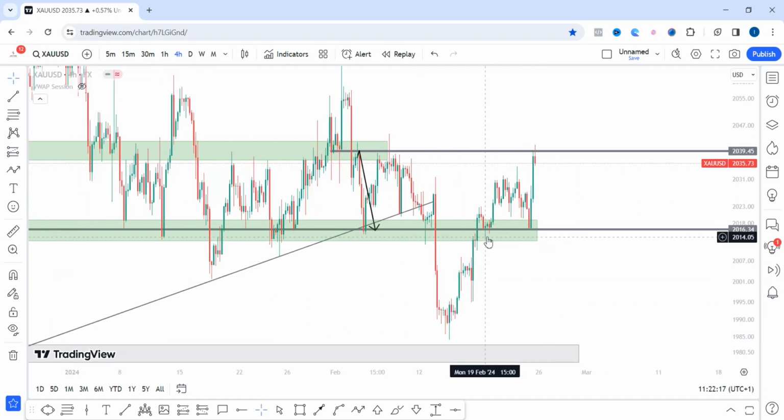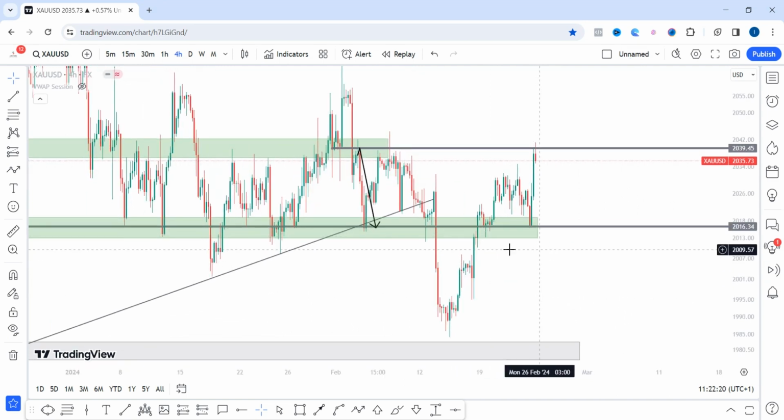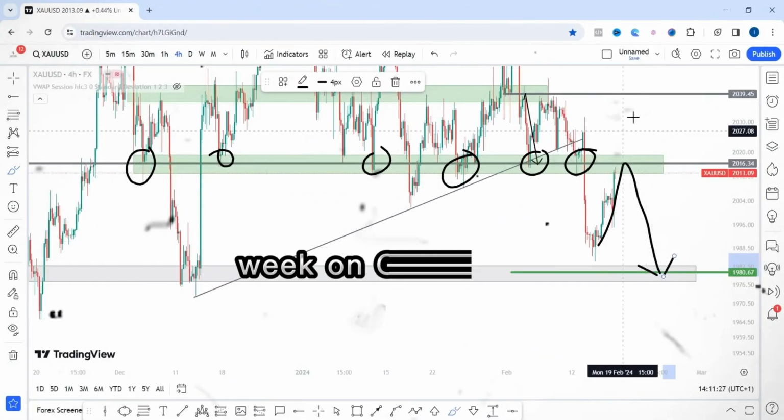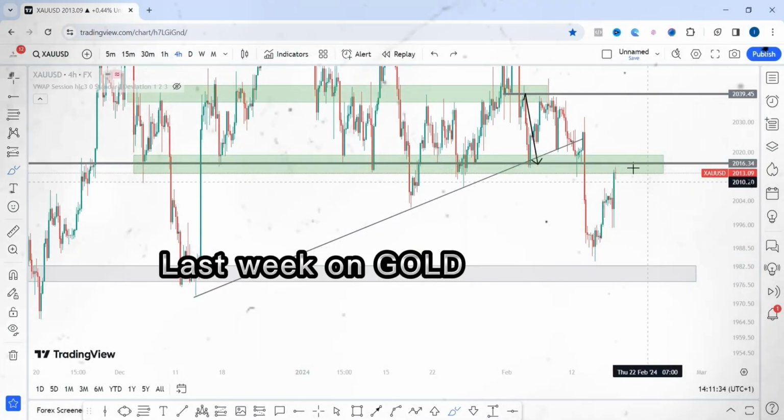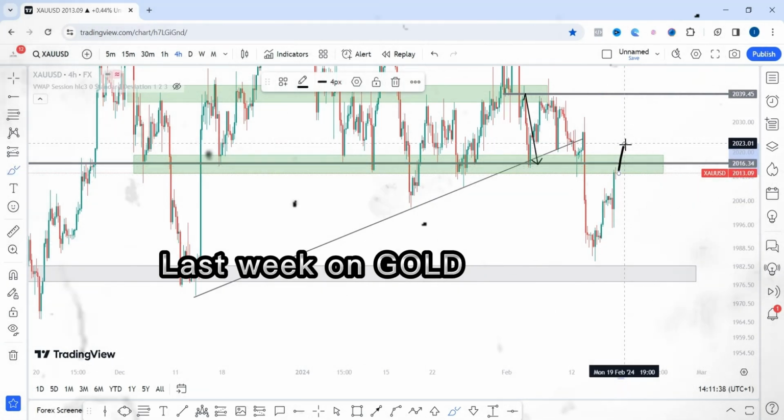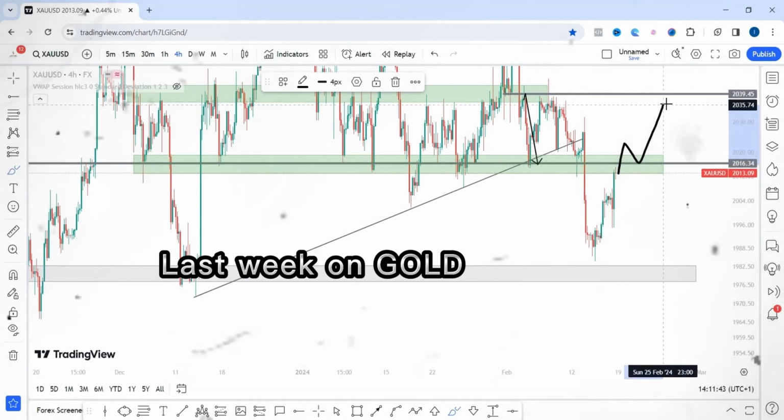So what happened? My initial bias was that price was going to continue lower into the 1980 area, but I gave a plan B. The plan B was for price to break above this green zone, come back and give that green zone a retest and continue higher into the 2039 area. If you doubt me, check it out for yourself. If this impulsive move continues to the upside, then I'd like to see price close back above the 2016, 2015 area, then come back for a retest. Then I'll buy into this zone.